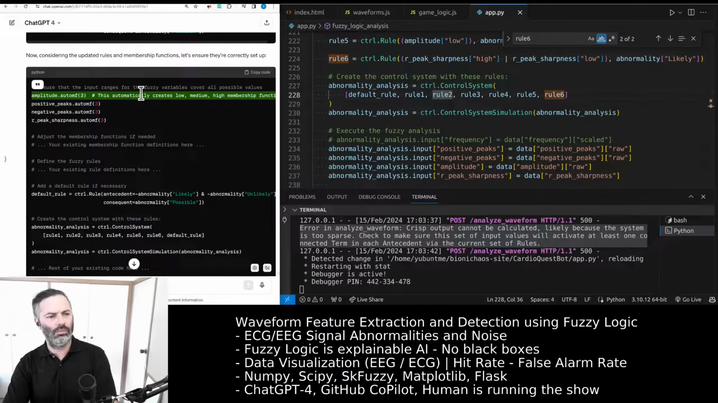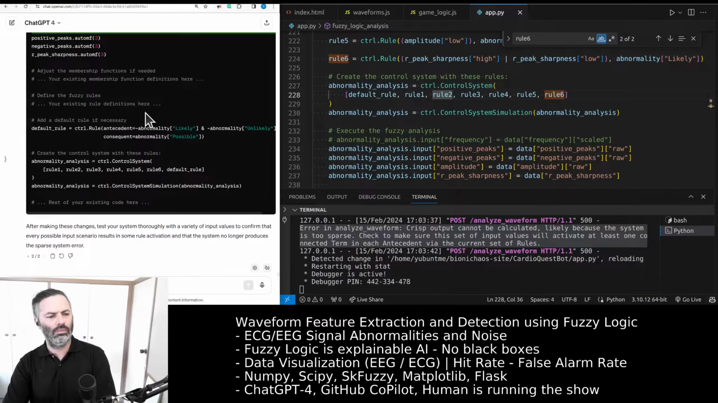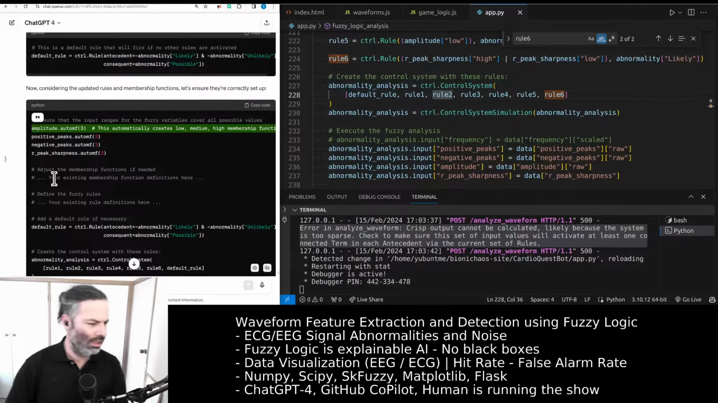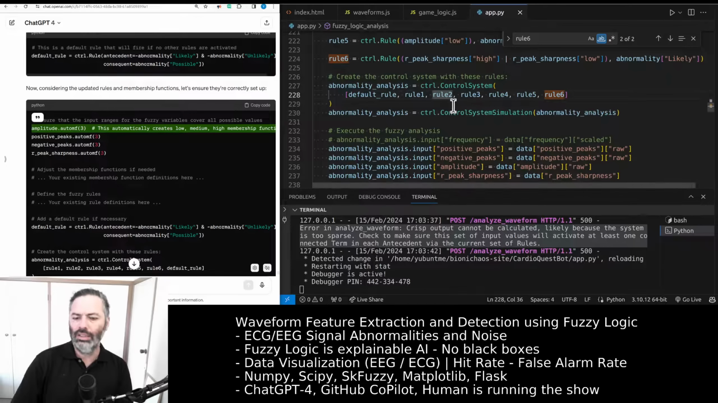Amplitude, AutoMF, 3, this automatically creates low, medium, high membership functions. Okay, I didn't know you can do that.